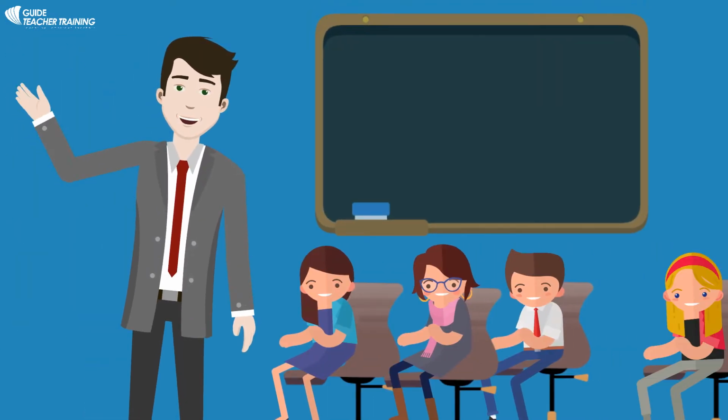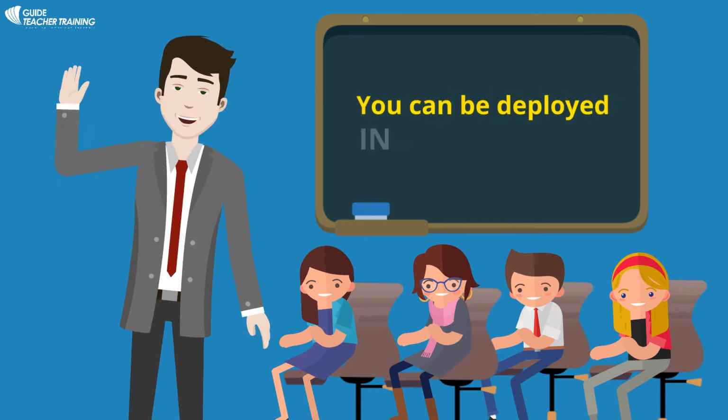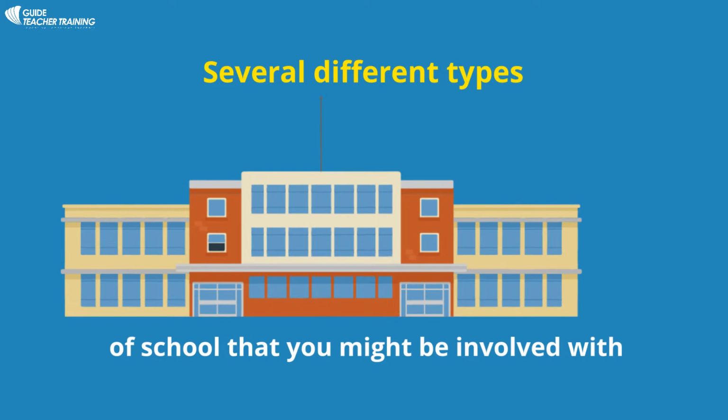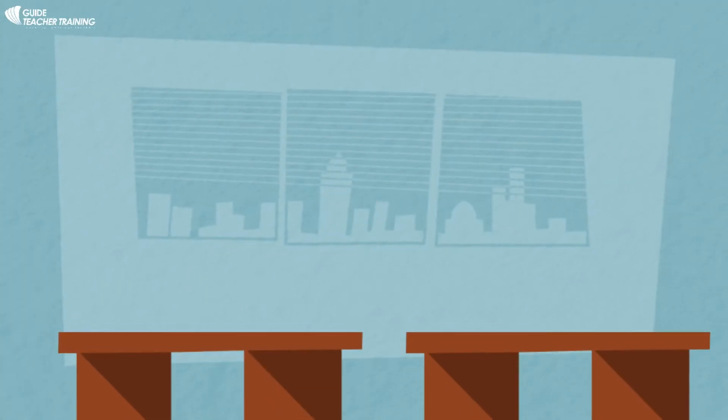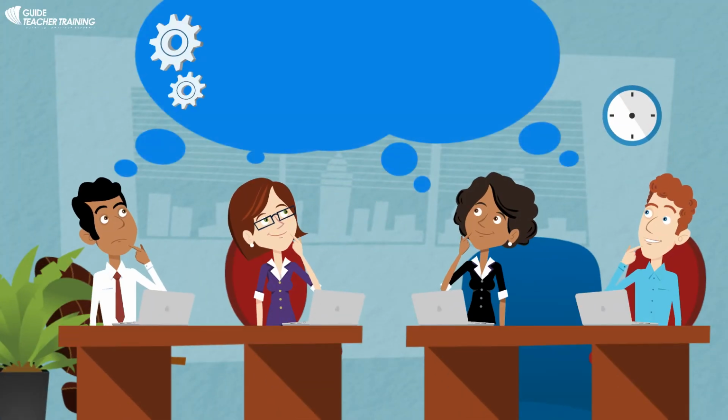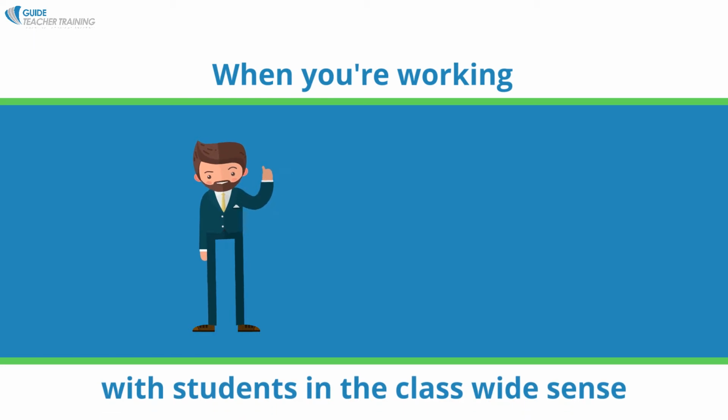So, now we're going to look at the way you can be deployed in a classroom. There are several different types of school that you might be involved with, and your deployment within those schools usually takes one of two forms. There are exceptions to these rules, but generally you're going to be deployed in the class-wide role or with a specific one-to-one student role.